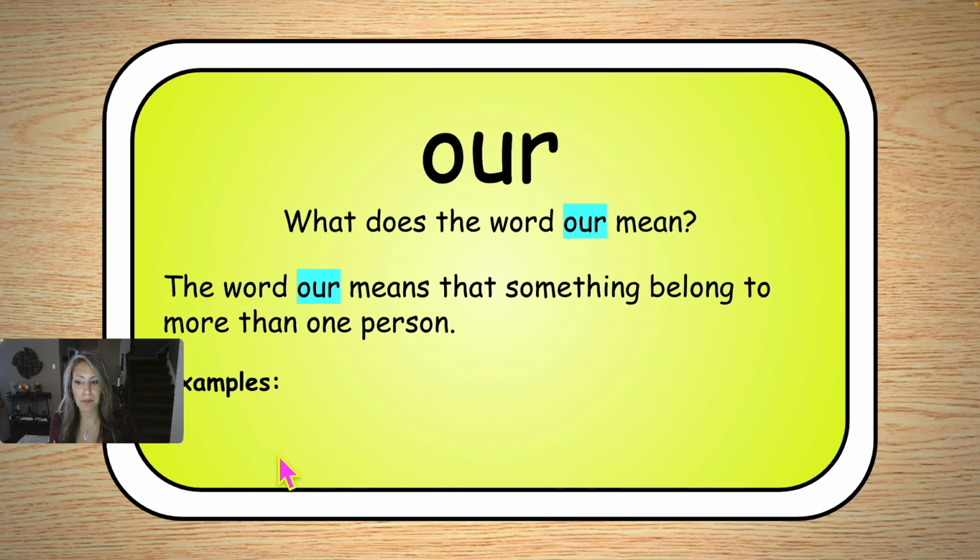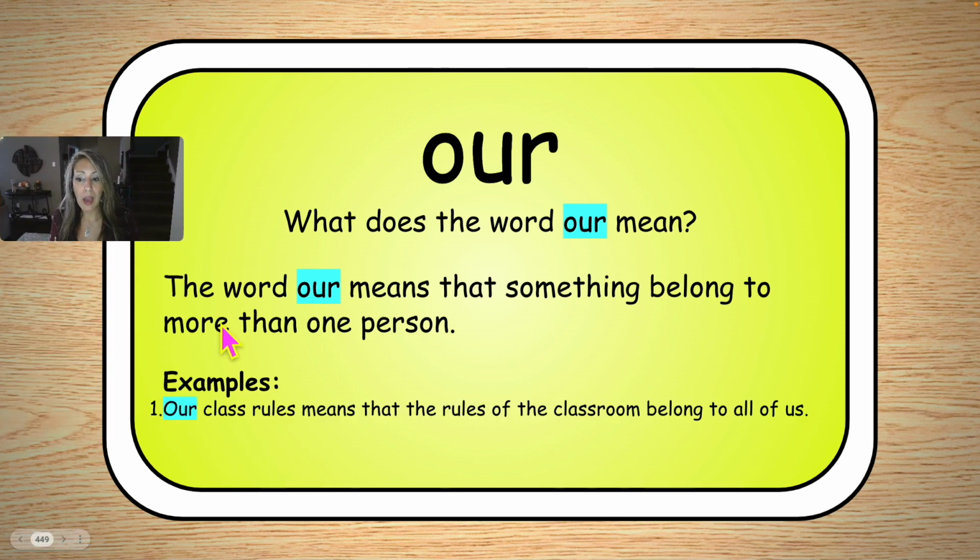For example, our class rules means that the rules of the classroom belong to all of us. So the rules of the classroom don't just belong to me or to Hini or to you. The rules of the classroom belong to all of us, to me, Hini, and you.